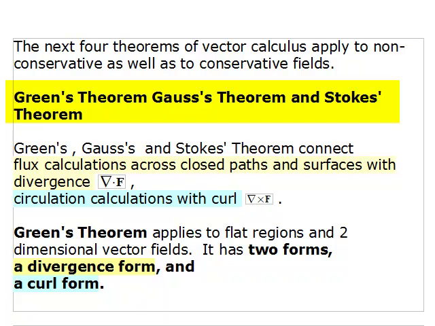What these do is Green's, Gauss's, and Stokes theorems connect flux and circulation calculations over closed paths and surfaces. And they connect the calculation of the line and surface integrals to certain derivatives on the inside of the region. Green's theorem is for flat, 2-dimensional regions, and it has 2 forms, the divergence form and the curl form. Gauss and Stokes apply to 3-dimensional regions.